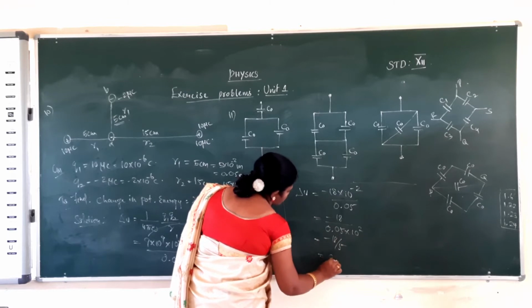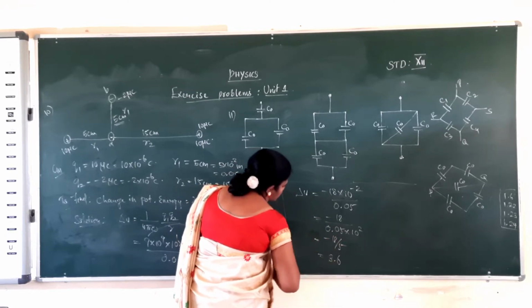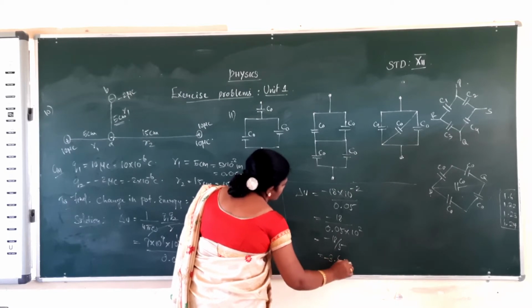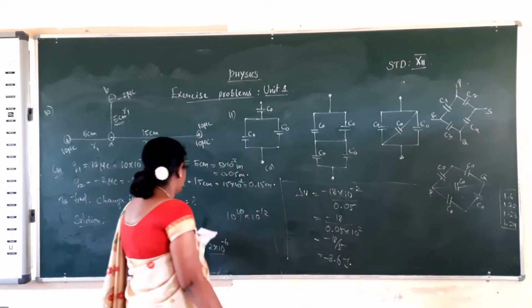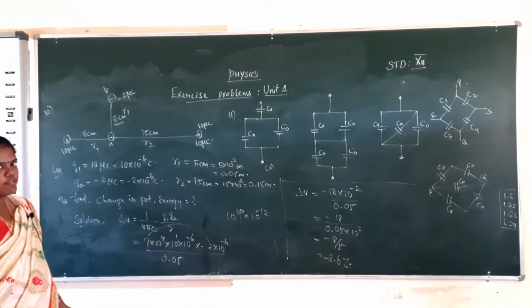3 5s are 15 and balance 3 is 30. 6 5s are 30. So minus 3.6 joule. Energy means minus 3.6 joule. That is the electrostatic potential energy. So how will you calculate the electrostatic potential energy?